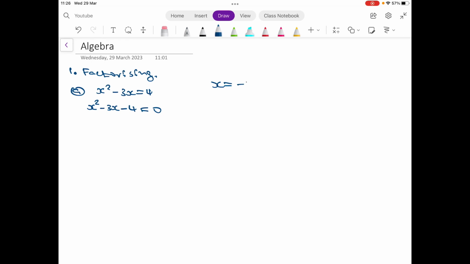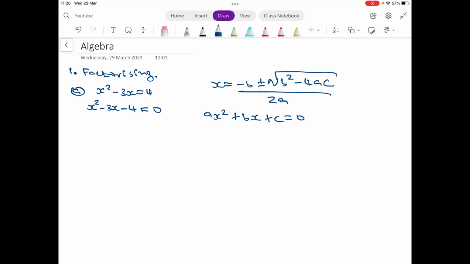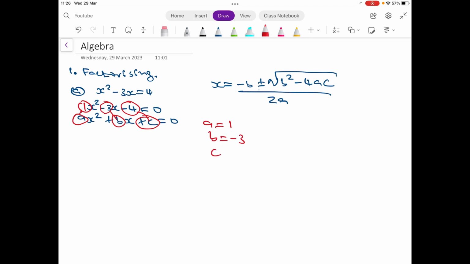This is the quadratic formula in case you are not that aware at this point: x equals negative b plus or minus the square root of b squared minus 4ac, divided by 2a. It comes from the standard form, which is ax squared plus bx plus c equals 0. As you can see, the coefficient of x squared, which is 1, is a. The coefficient of x is b, and the last term is c. So that's how you substitute into the quadratic formula: a equals 1, b equals -3, and c equals -4.